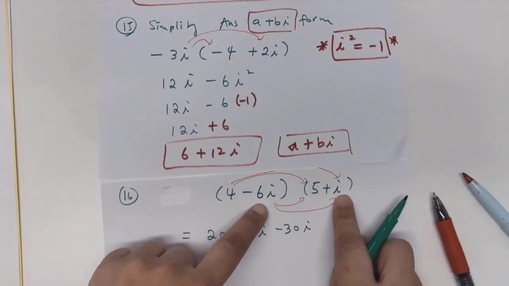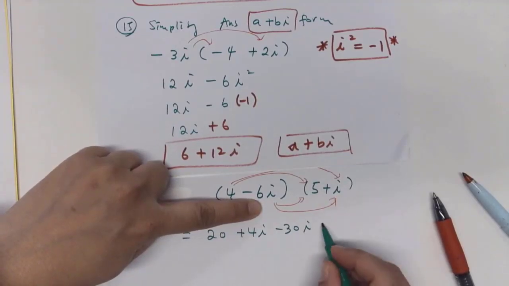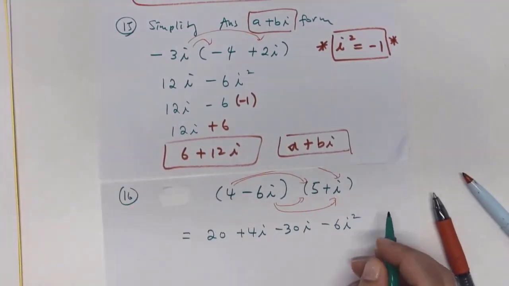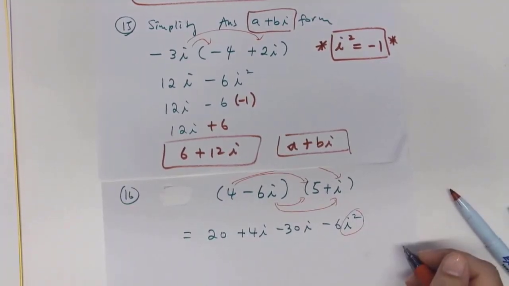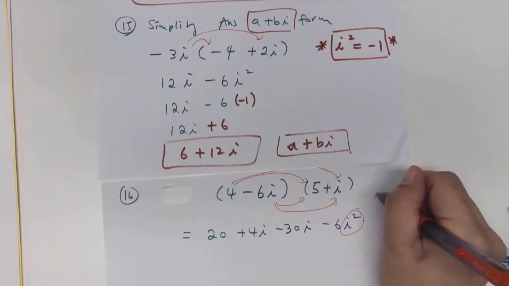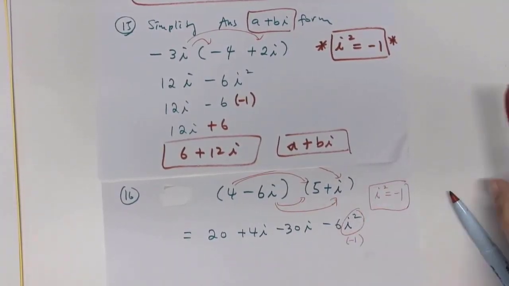And negative 6i squared. Yes, negative 6i squared, and earlier we already said i squared is what? i squared equals -1, so this can be replaced with -1, right?